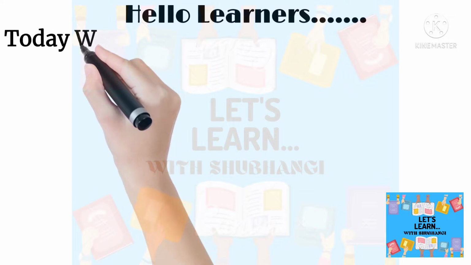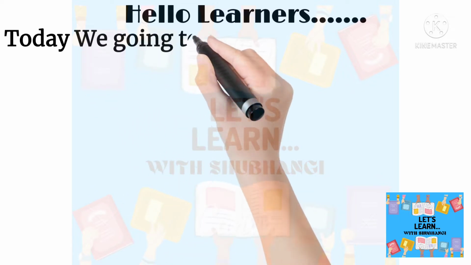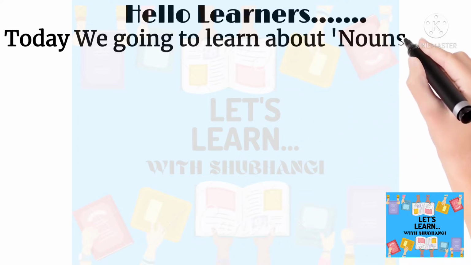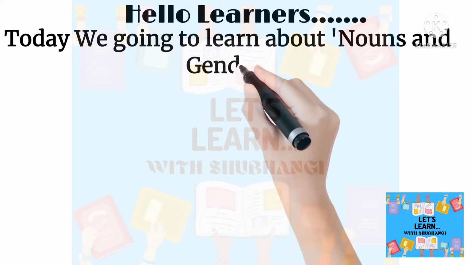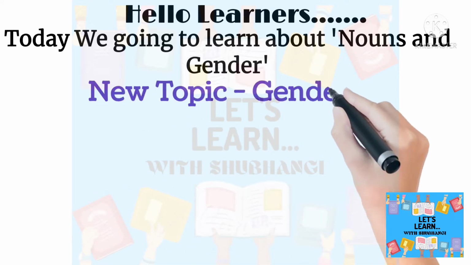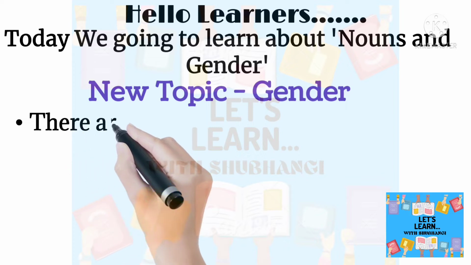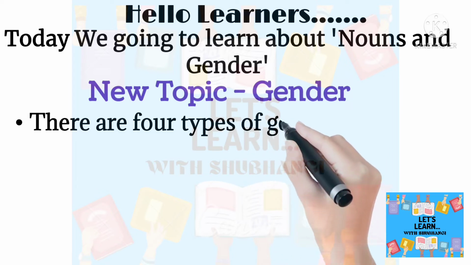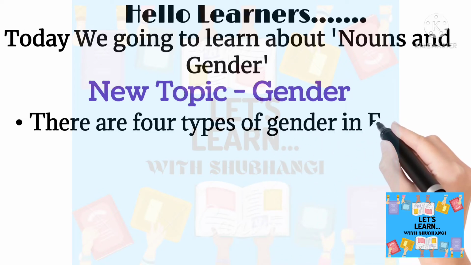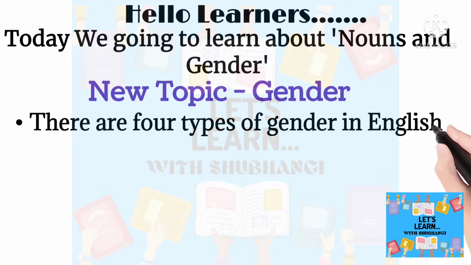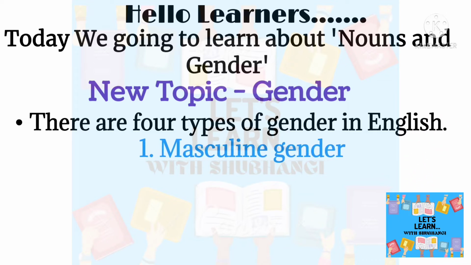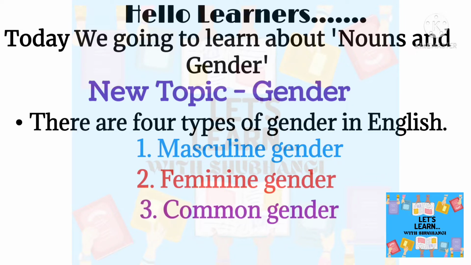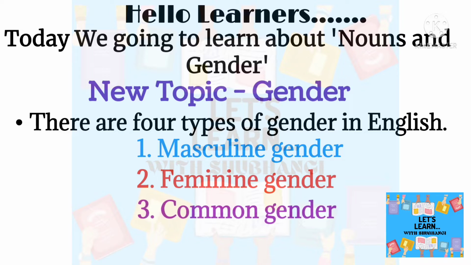Today we're going to learn about nouns and gender. So let's start our new topic, gender. There are 4 types of gender in English. First, masculine gender. Second, feminine gender. Third, common gender. Fourth, neuter gender.